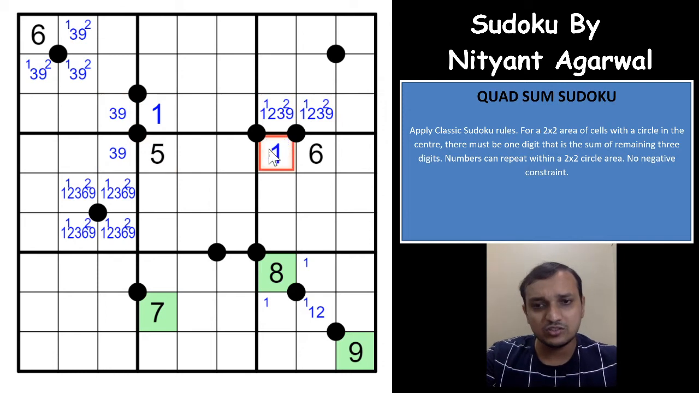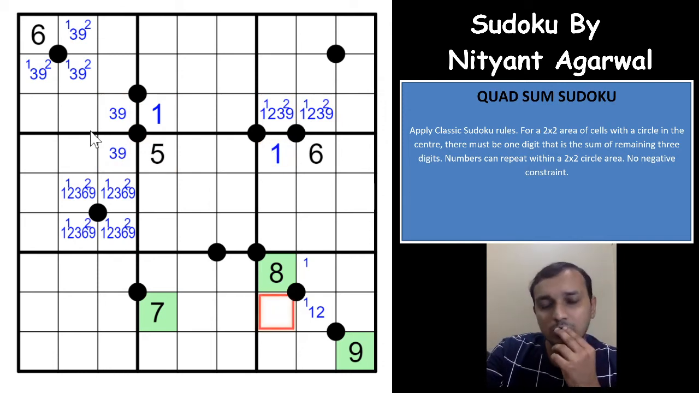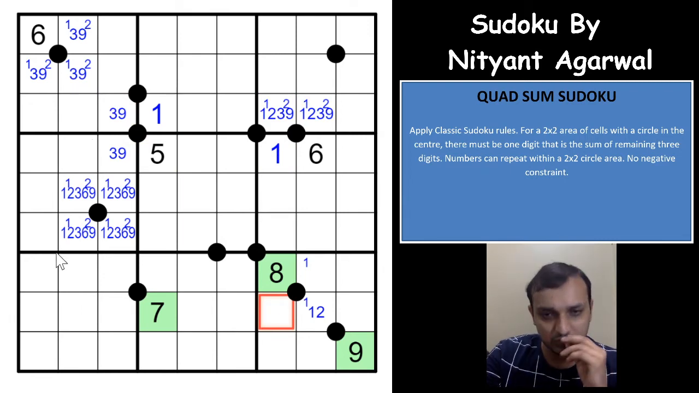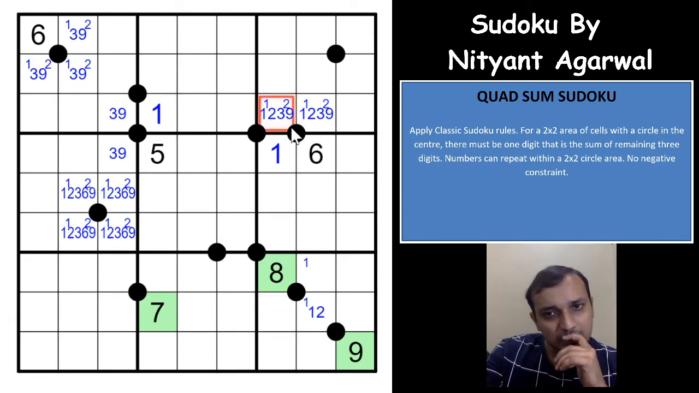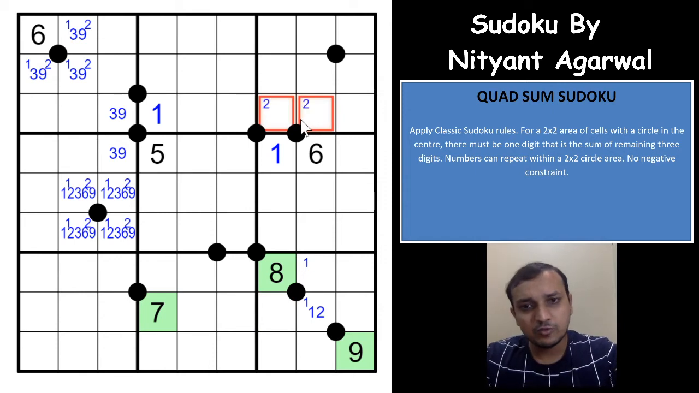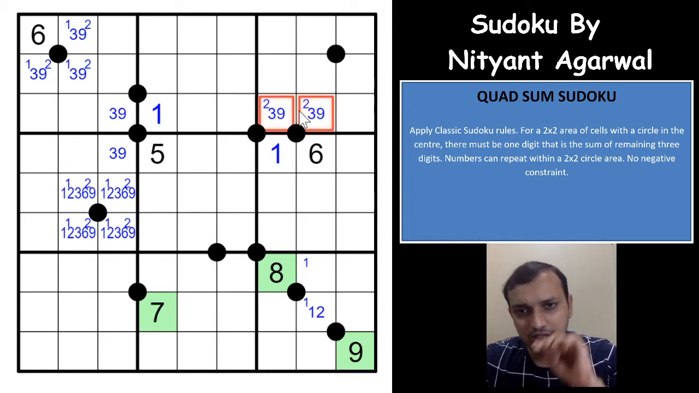And due to the 1 in this, you get a 1 here. You eliminate a 1 from this cell. Wow, what an excellent piece of logic. Okay, so which means that 2 will have to be in one of these 2 cells, and one of the 3 and 9 will have to be here.